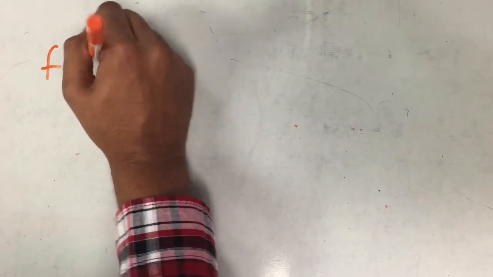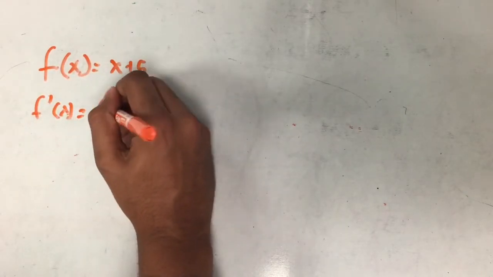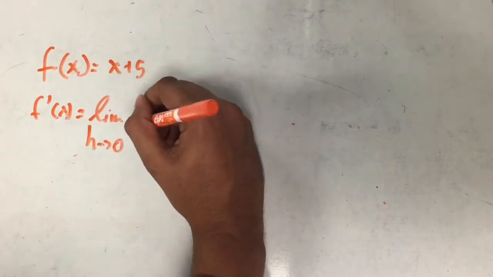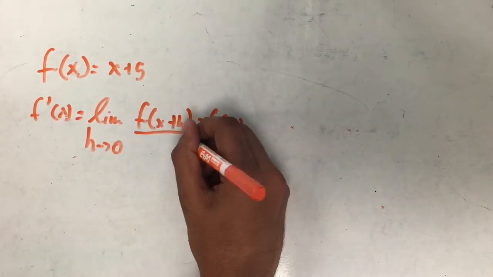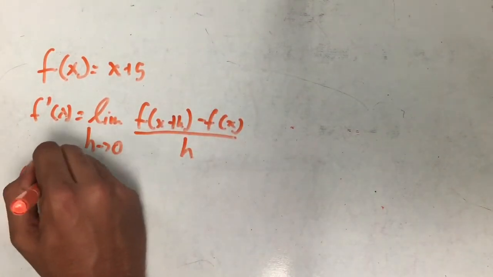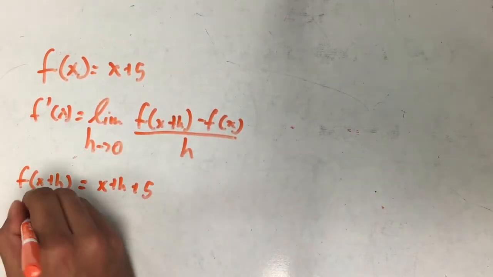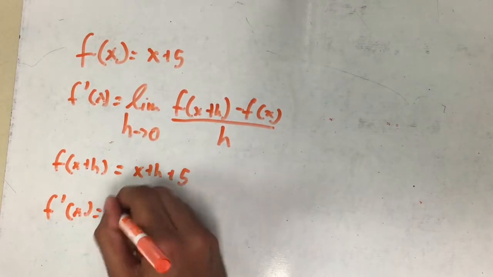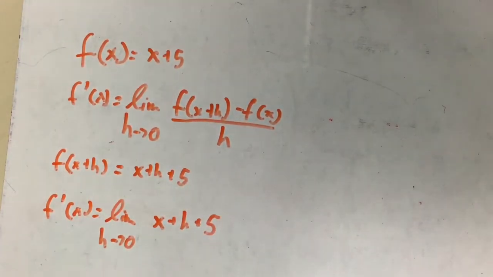So now we're going to use our general limit definition. F prime of x equals the limit as h approaches 0 of f of x plus h minus f of x all over h. But first we're going to need f of x plus h. So it would be x plus h plus 5. So now we're going to take the derivative of this, and we're just going to plug it all in.